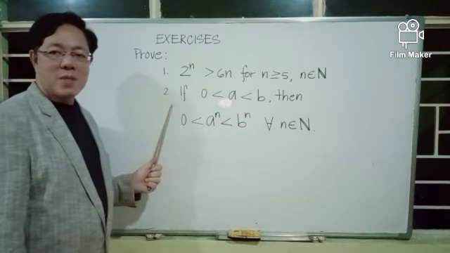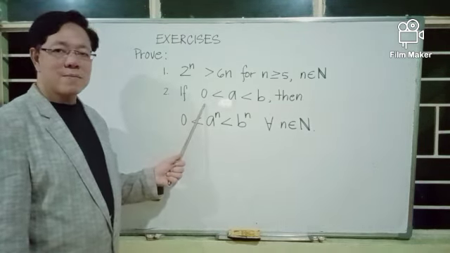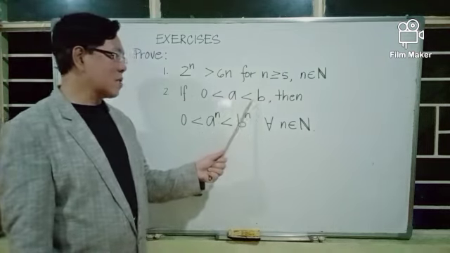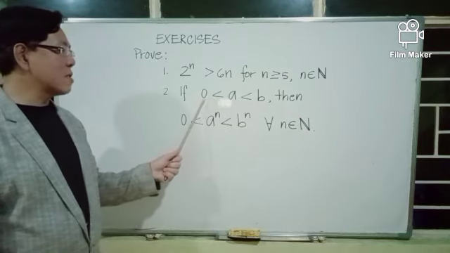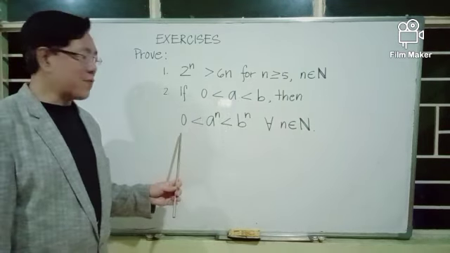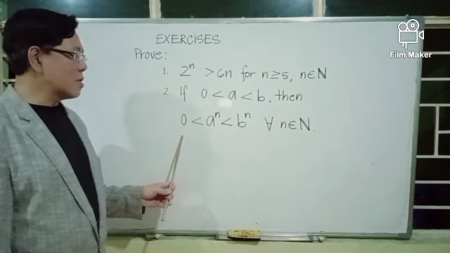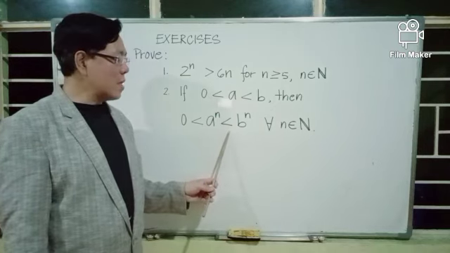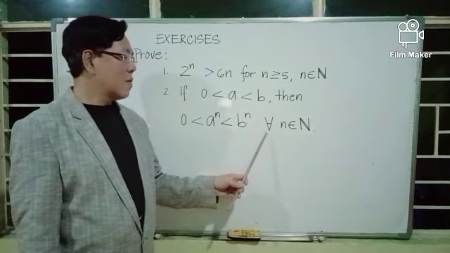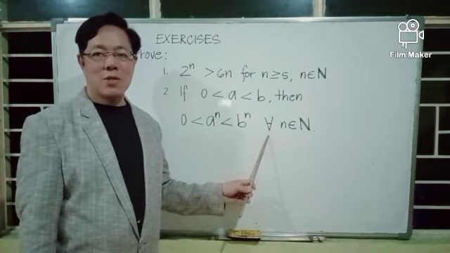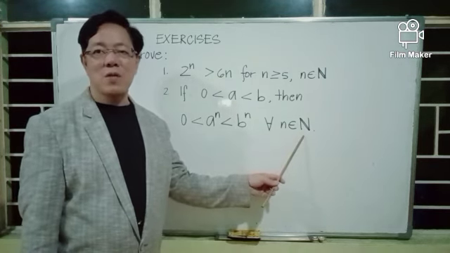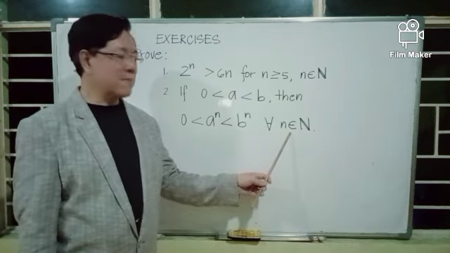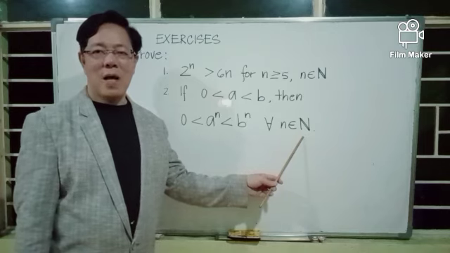In number 2, you are given the condition that 0 is less than a and a is less than b, or b is greater than a and a is greater than 0. And you try to prove by mathematical induction that 0 is less than a to the power n, and a to the power n is less than b to the power n for all natural numbers, or for all positive integers. That is, for every n element of the set of natural numbers.